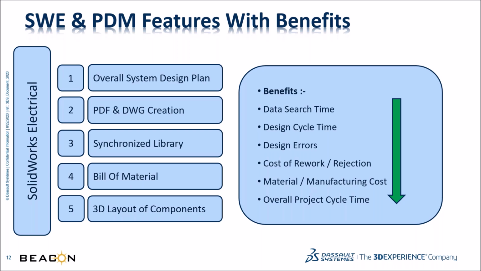With the help of these features, the data research time is very less. Design cycle time is also less, because minor or major changes can be easily done with the help of these features. The design error will be less, because we are not doing any manual work here. Also the cost of rejection or rework is neglected. The manufacturing and material cost is also low, and the overall project cycle time is very less. So these are all the key features we have explained.